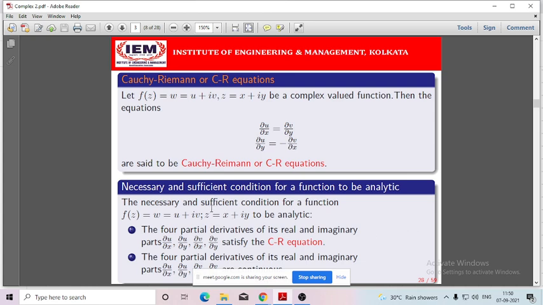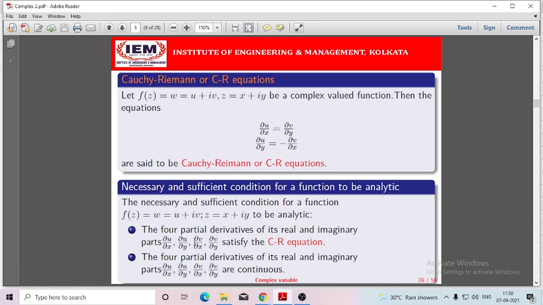So we take f(z) as an arbitrary function. We don't know whether the function is analytic or not. If these two conditions hold, that means the four partial derivatives must satisfy the Cauchy-Riemann equations. And the second one is that these four partial derivatives should be continuous. So if these two conditions hold, then an arbitrary function f(z) will be analytic.